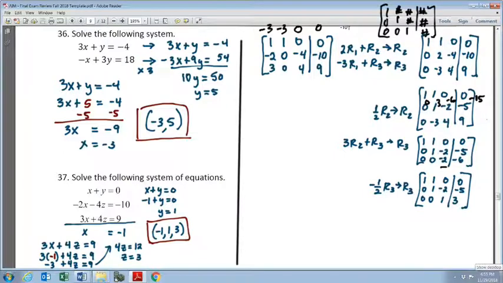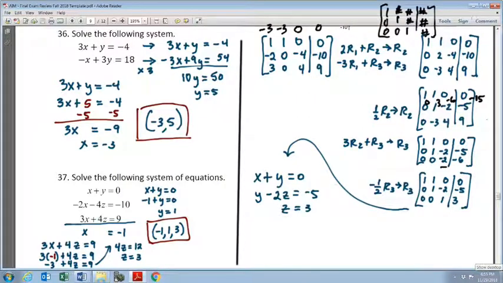So we can write this as a system of equations now. So we have x plus y equals 0 for that first one. Notice the z coefficient would be 0, so there is no z term. On the next one, we don't have an x value. It's just going to be 1y minus 2z equals negative 5. And at the bottom there, we have z is equal to 3.